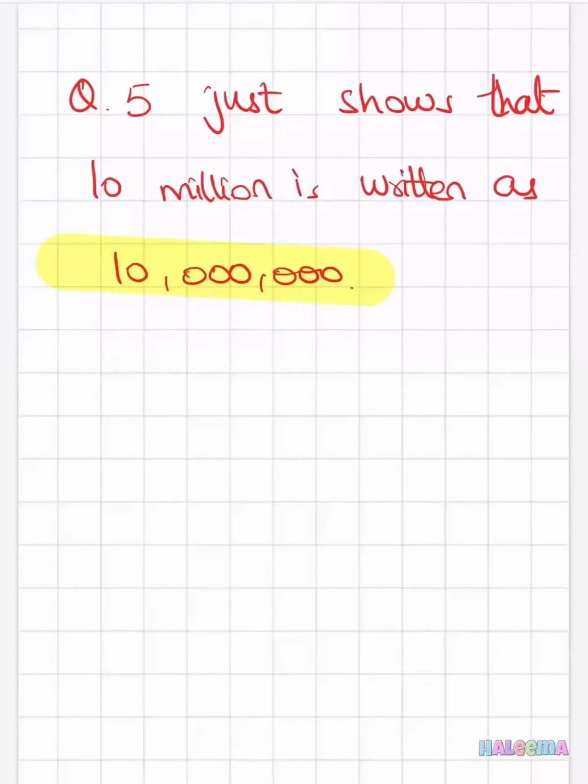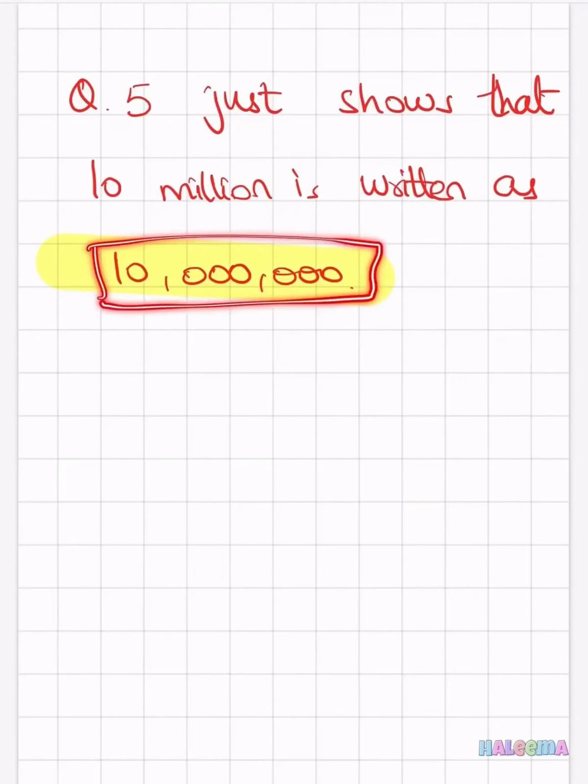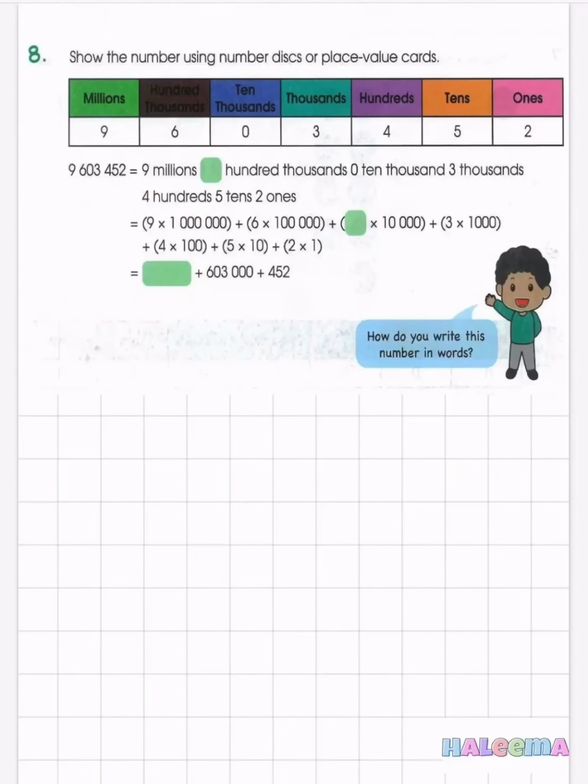Question number 5 just shows that 10 million is written as this. You remember 1 million has 6 zeros, so 10 million has 1 more zero, so 7 zeros. Other questions were again the exemplary ones, so we've directly moved on to question number 8.